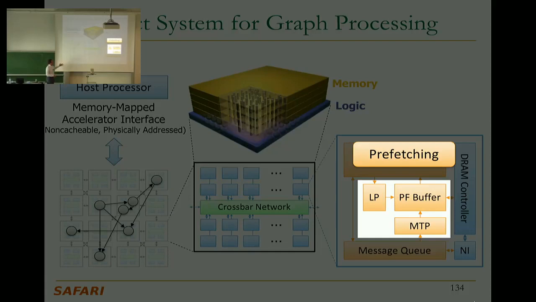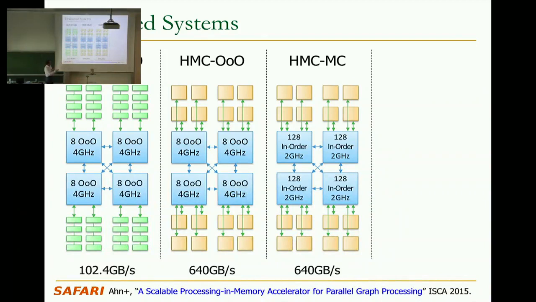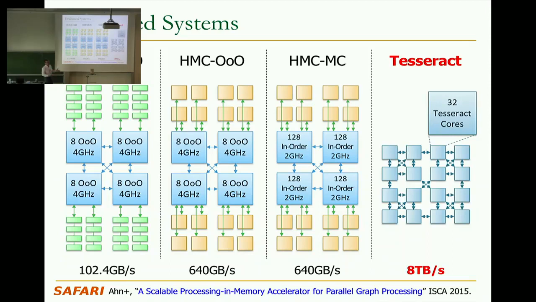So what are the benefits that we get? I'll give you the performance and energy results really quickly. These are the systems that we compared to at the time. Not a lot of bandwidth exposed to the cores. Tesseract looks different because it doesn't have the processor-memory dichotomy. All of these are plagued by the processor-memory dichotomy, as you can see. But in Tesseract, all of the cores are exposed to 8 terabytes per second bandwidth.